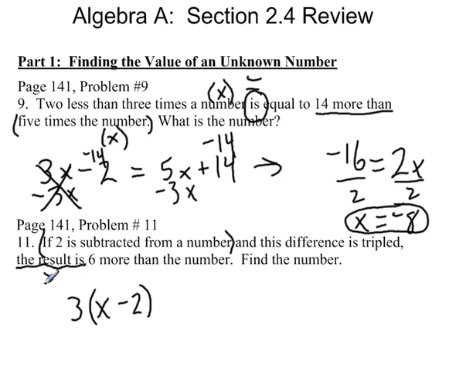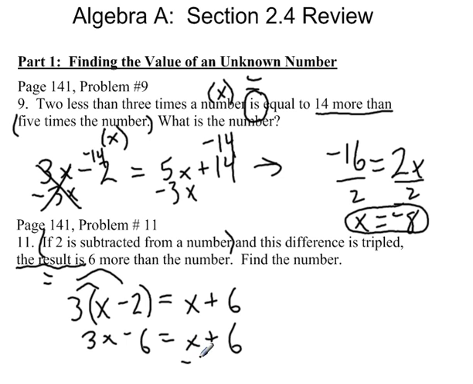Now the result is where my equals go. So there's where my equal sign will go. The result is 6 more than the number. Now I used x as my number, so I'll use x there. 6 more than that is x plus 6. It's important you use parentheses around x minus 2 because it's going to set up distribution. That's going to turn into 3x minus 6 equals x plus 6.